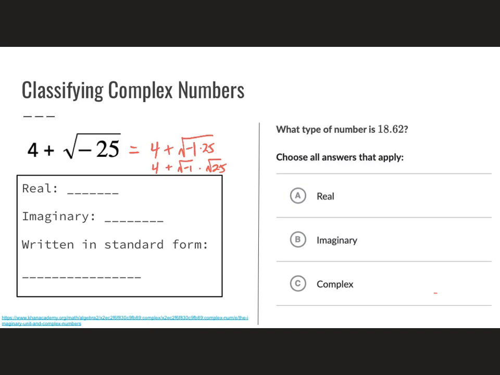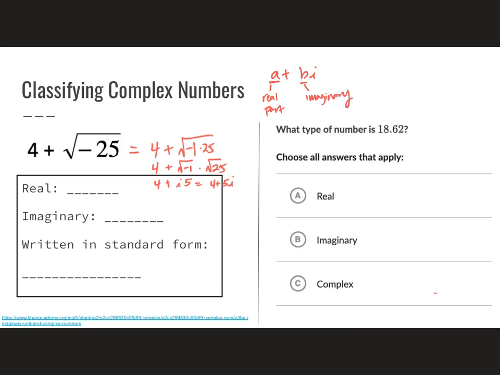When I do that, I can rewrite that square root of negative 1 as an i. So I'm going to do 4 plus i times square root of 25, which I know is 5. I'm going to write my 5 before my i, so that it's a little more proper. So I have 4 plus 5i. I want to think about what is my real part and what's my imaginary part. If we think back to the standard form of a complex number, a plus bi, a is our constant, or our real number, so that's our real part. And b is our imaginary part.